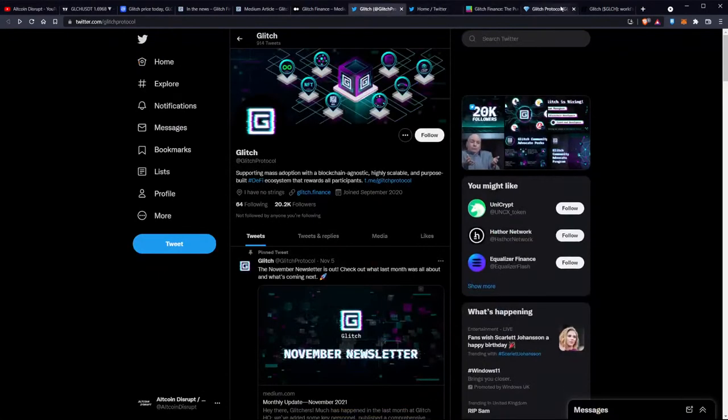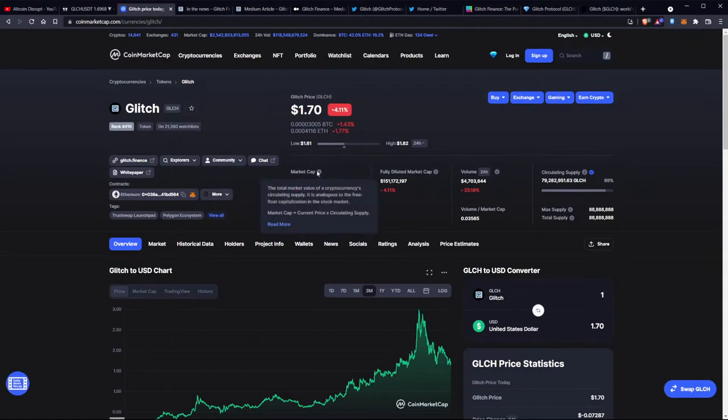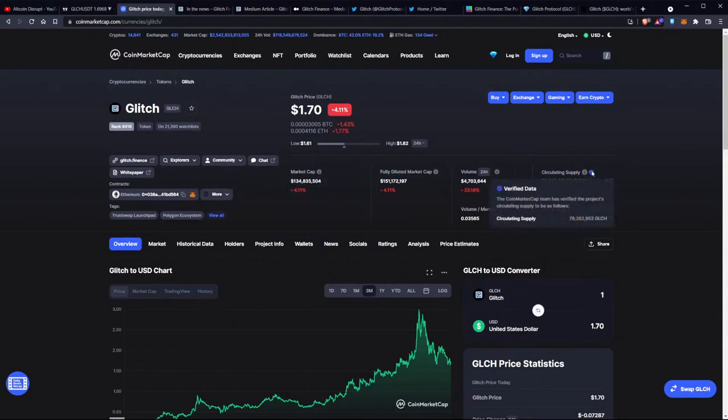So Glitch market cap. How much is the market cap on Glitch? I'm asking myself this question. Right, so CoinMarketCap is reporting that it's around 134 million. But this might be incorrect. You can see that the verified information is on the right. It's the circulating supply that's verified, but the market cap is not verified on CoinMarketCap.